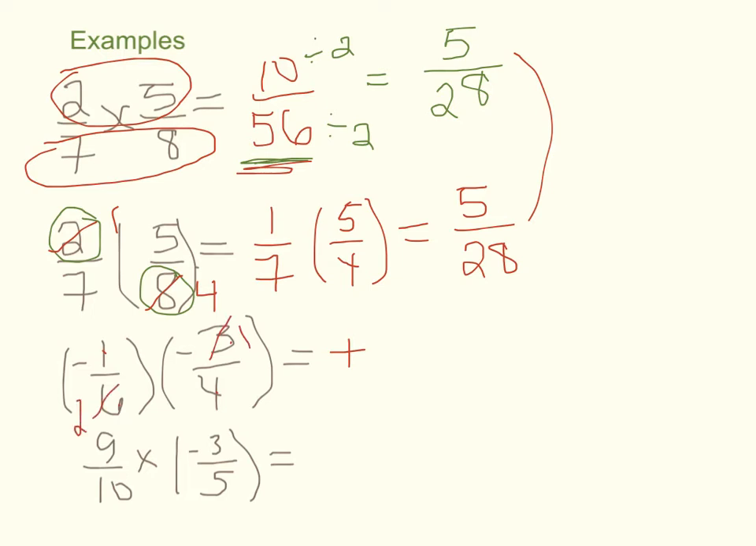So now I have 1 times 1, which is 1, over 2 times 4, which is 8. So my answer is positive 1/8. Okay, and then the last example, I have 9/10 times negative 3/5.